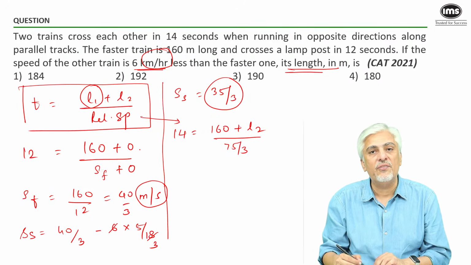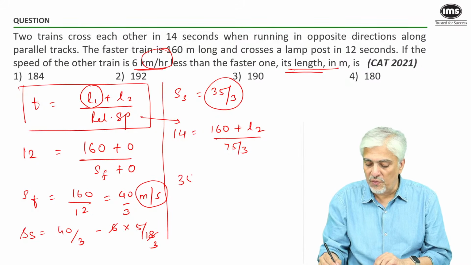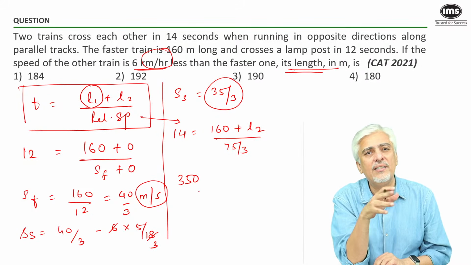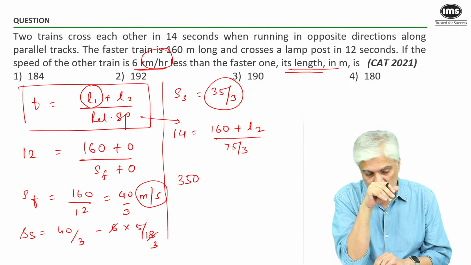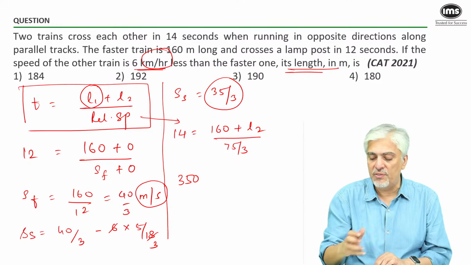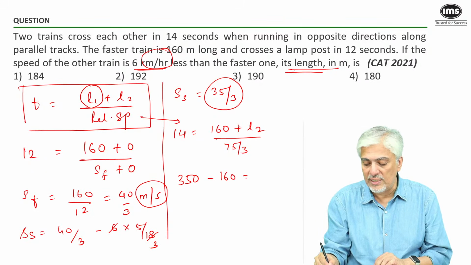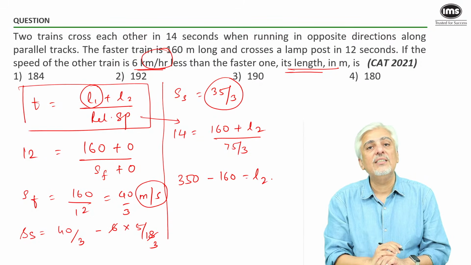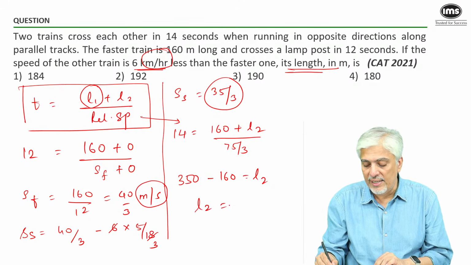14 into 25. I think that should be 350. Yeah, 14 into 25, right? 14 into 20 is 280. And 14 into 5 is 70. 280 plus 70, 350. 350 minus 160 is L2, which is the length of the second train. And the length of the second train is 190 meters.